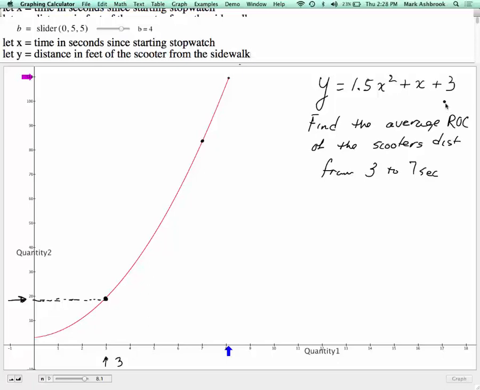This is really average speed. So which point is?